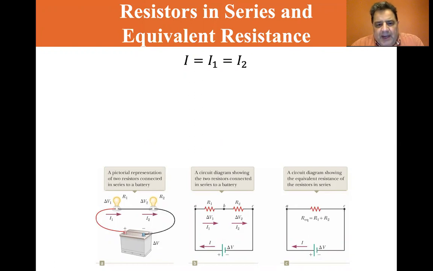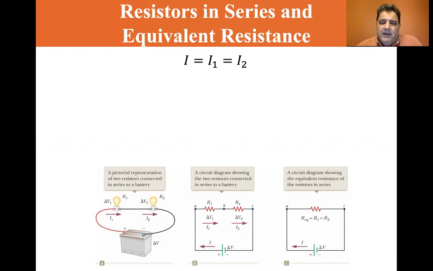So even though they have the labels I1 and I2 going through light bulb 1 and light bulb 2 and going through R1 and R2, it really is all the same current. So I equals I1 equals I2, and in the final equivalent circuit, you see that it's just a series circuit. You just have the addition of the two resistors.